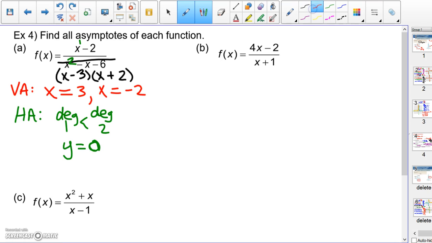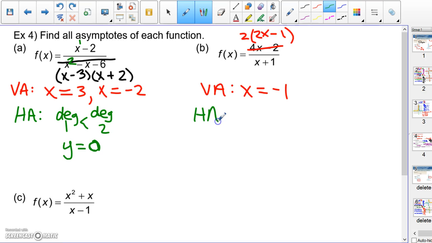Part B, pretty easy to see where the bottom equals 0. Bottom equals 0 at x equals negative 1. Now, you really should probably try to factor the top because it could be the case that something cancels out. If something canceled out, you might be looking at a hole instead of a vertical asymptote, but nothing cancels out in this case, so this is a vertical asymptote.